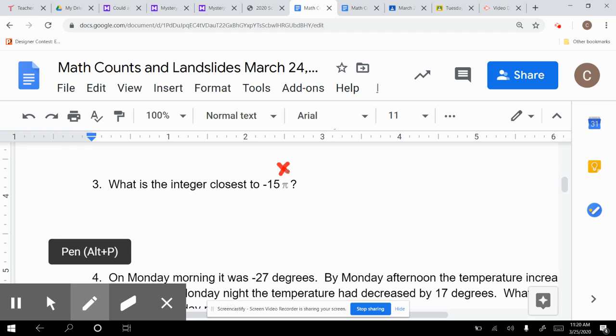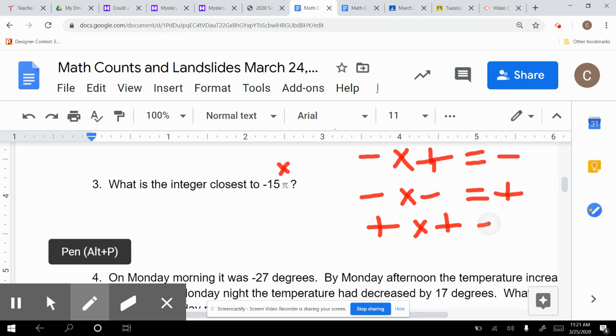And yesterday we talked about how if you take a negative number and you multiply it by a positive number, which is the case here, you get a negative answer. Okay? If you take a negative times a negative, it actually becomes a positive, but that's not the case here because pi is a positive number. And then finally, if you take a positive times a positive, of course, it stays positive.